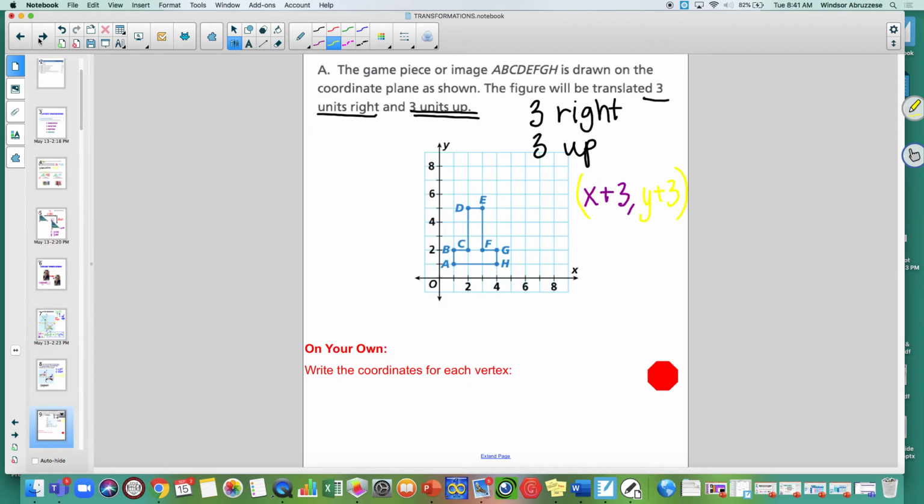So we're going to take all of these points and go right 3 and then up 3. So let's start with A. And don't forget to label the A prime. Right 3, up 3. So 1, 2, 3, 1, 2, 3. Here's my new A prime. Let me erase my little marks. B. Right 3, 1, 2, 3. Up 3, 1, 2, 3. B prime.